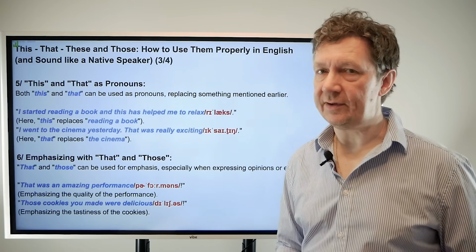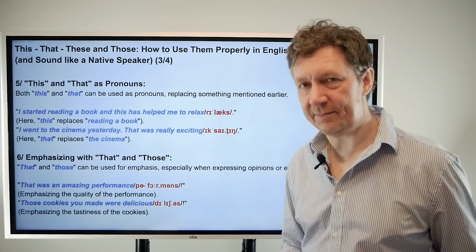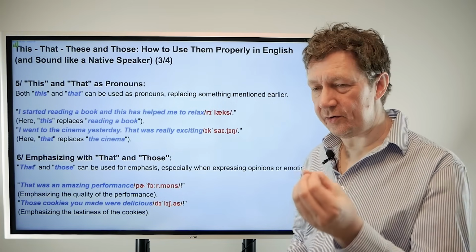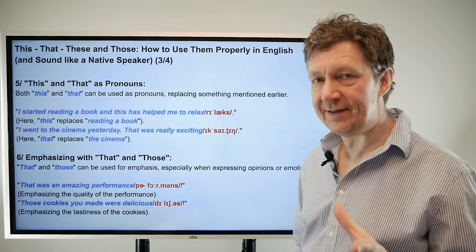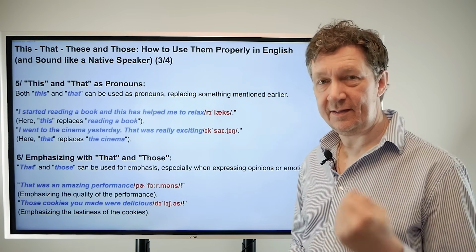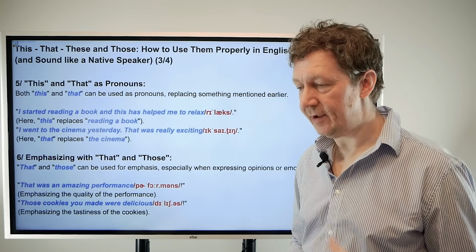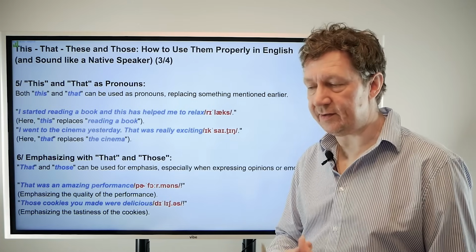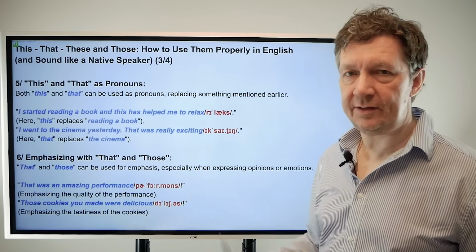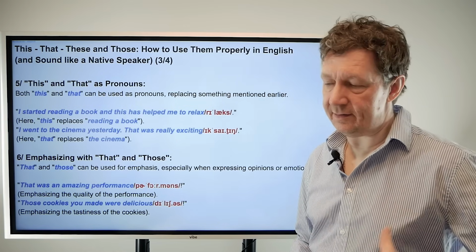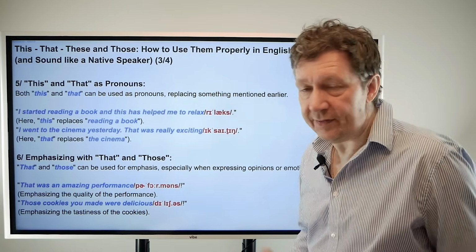You can also emphasize with that and those. So for example, you can say that was an amazing performance. You can push your stress on that. That was an amazing performance. These cookies you made are delicious. These cookies are delicious. So we can use these words to really emphasize something that's good or important or something you want to tell people about. Very important to know that that and those can also be used to emphasize this and these. So this pen or these books.